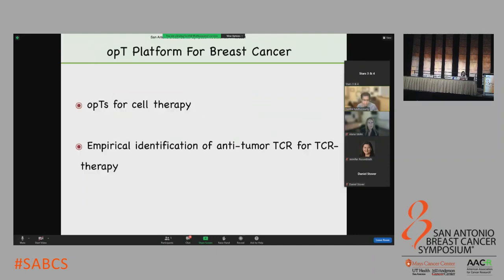So with that, I will stop here and conclude by saying that we think this co-culture platform is quite powerful, especially for breast cancer. We may be able to use OPT cells directly for cell therapy, but more importantly, I think this is an empirical platform where we can identify either anti-tumor targeting TCRs and or even T-cell tumor targeting antigens. And perhaps these TCRs can become tools for TCR therapy approaches that can be broadly used for cancer, blocking cancer progression and other things.